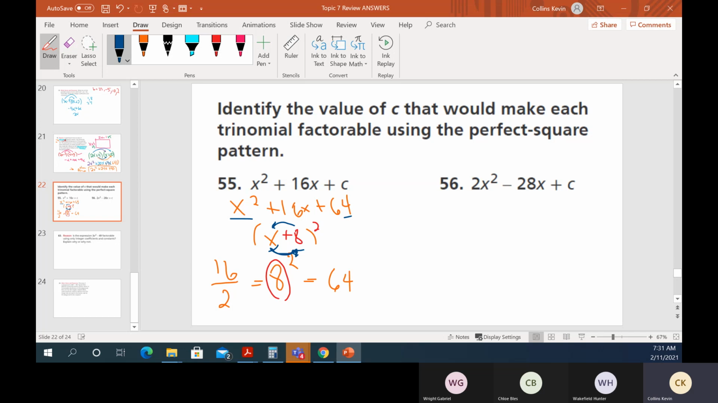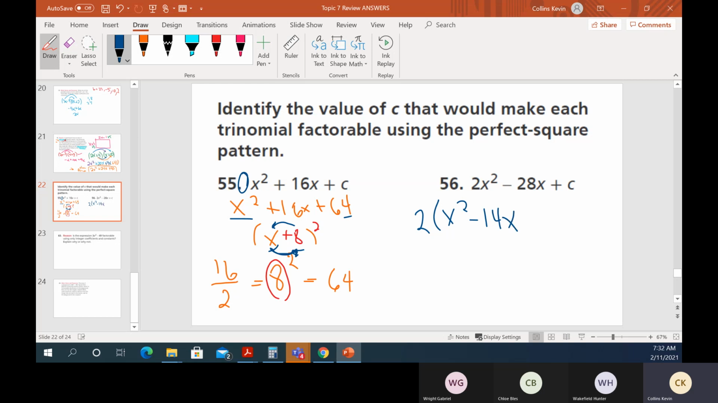All right, so let's talk about the next one. Now this works nicely when we don't have a number right here. So this one we do have a number, but we can kind of take care of that. So here's what we need to do with this one. Since 2 is an even number and negative 28 is an even number, we just need to factor out a 2. So if we do that, then we're going to have x squared and then minus 14x.